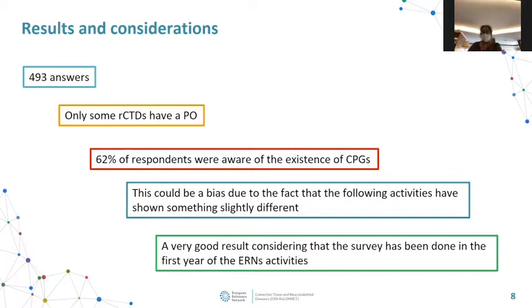62% of respondents were aware of the existence of clinical practice guidelines. We thought that this could be a bias due to the fact that the following activities that we have developed have shown something slightly different. We think that the respondents were people active in the patient organization. So this is why they knew what clinical practice guidelines are, because of our experience, but also the daily experience, I think you have the same perception.